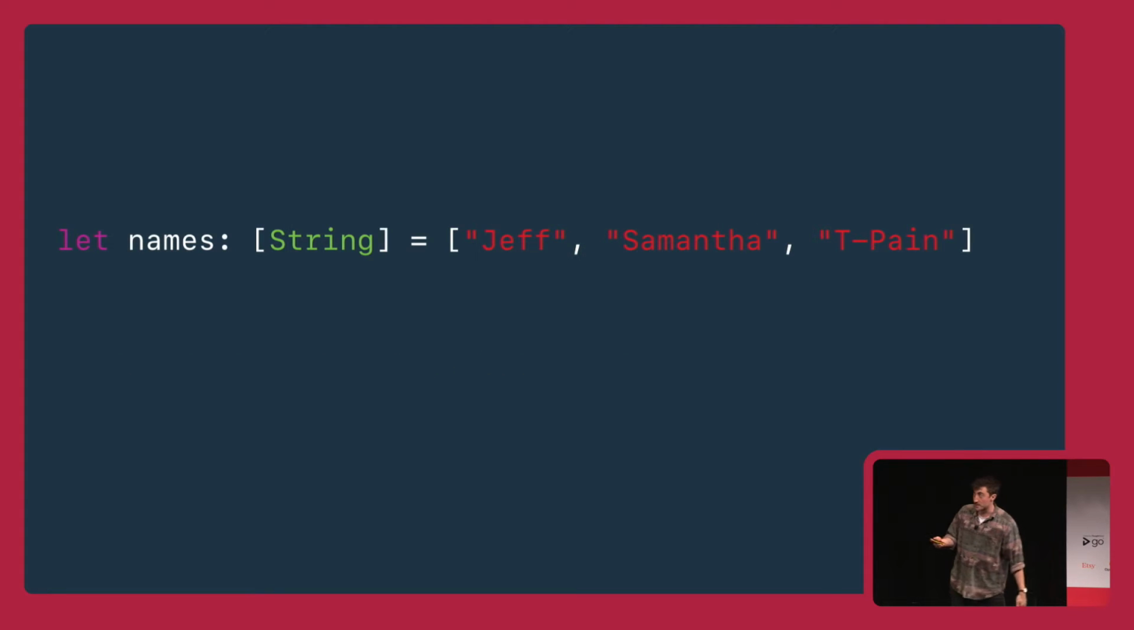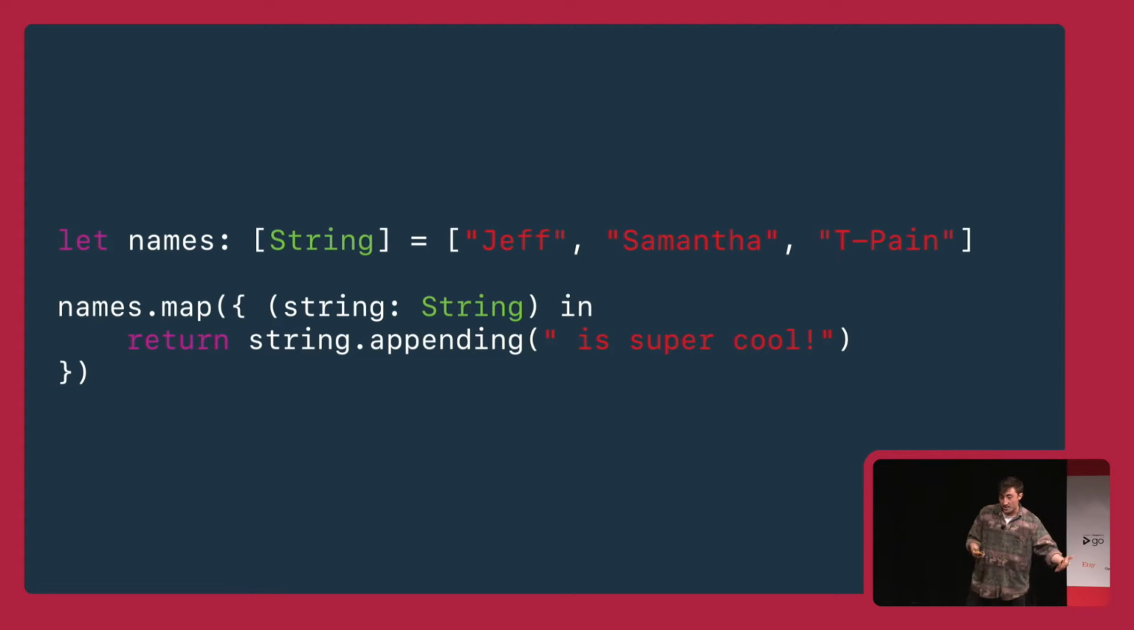Let's look at some more Swift. So here is a list of names, a list of strings. And we can do functionally sort of things using map. Functions are first-class citizens. This is a little anonymous function here. We can map over stuff. But really, the only interesting part of this code is the appending is super cool bit.